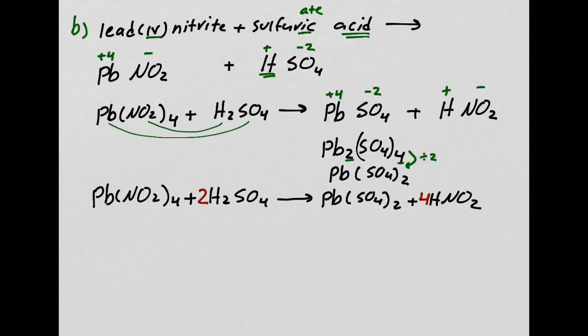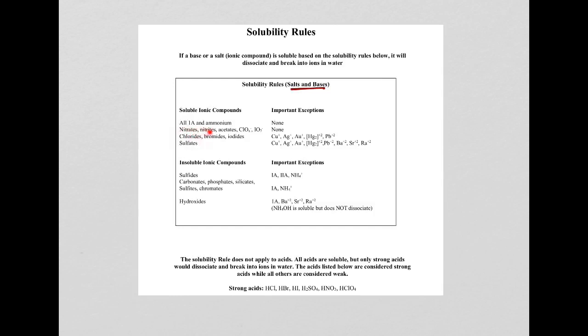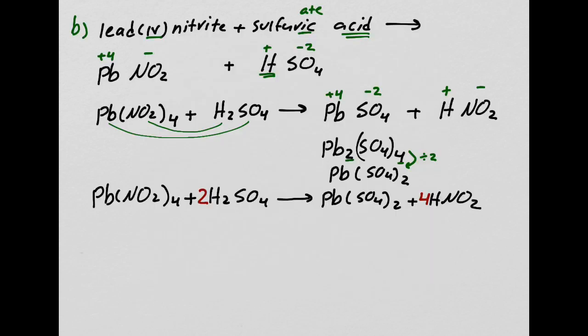Now we have to look at the solubility rules to see what happens to each one in water. What happens to this one? Lead 4 nitrite. Nitrate, nitrite, acetate, chloride, iodide, all soluble, no exception. So that one is going to break up into ions. Don't forget the ion part. If it breaks up, I end up having 4 NO2 minus 1.